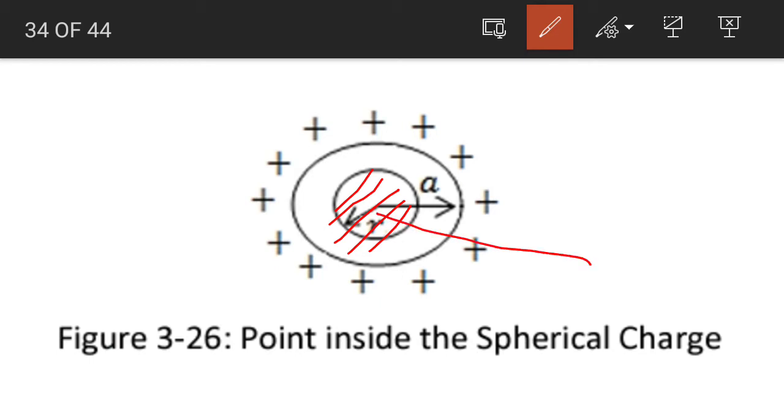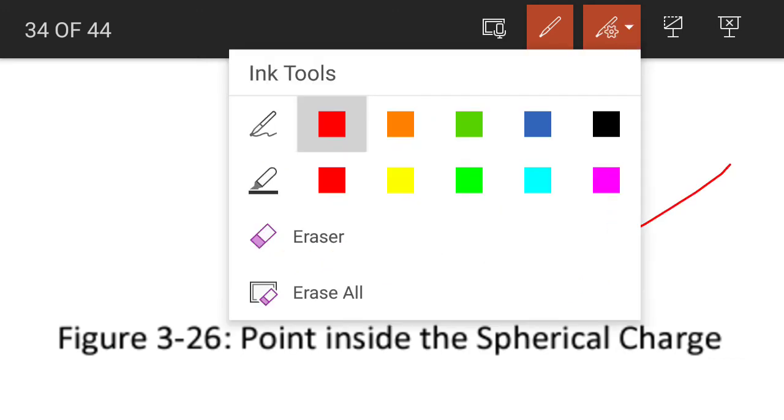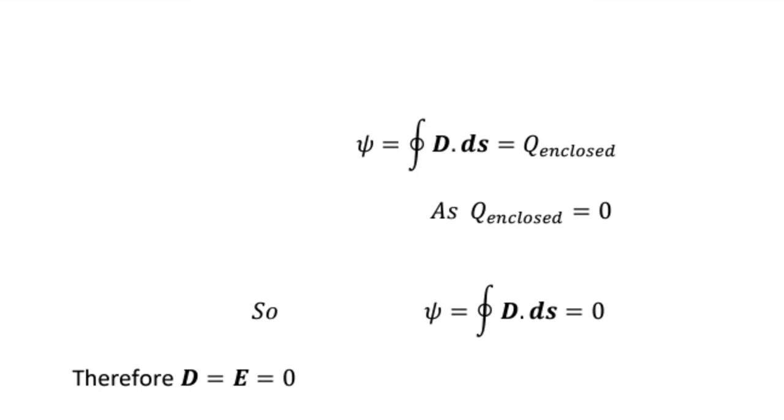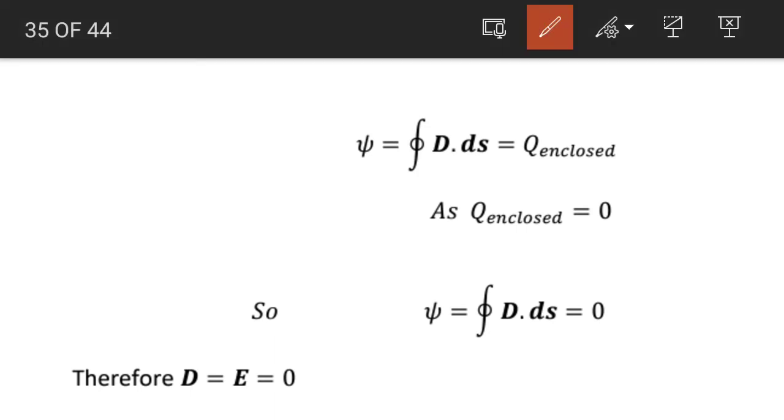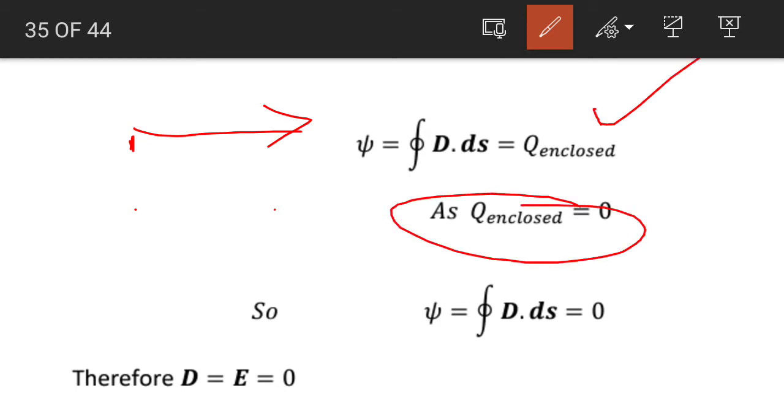So this is basically the Gaussian surface. So we apply Gauss law over here. According to Gauss law, the electric flux passing through the Gaussian surface in the outward direction will be equal to the charge enclosed by the closed surface, and the charge enclosed by the Gaussian surface is 0.